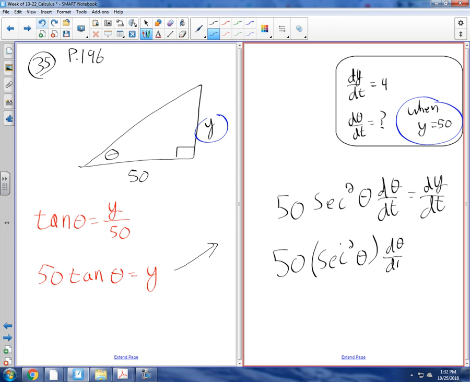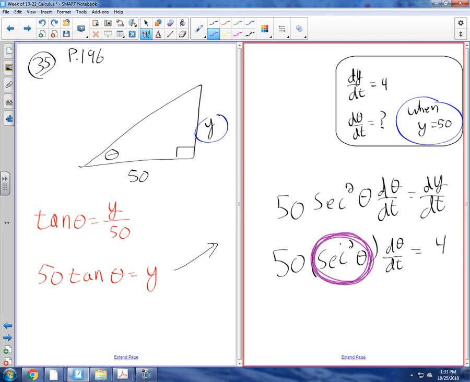Now d theta dt we know we're not going to find; we're not expecting to find that. We were not surprised to find that that's an unknown. But the real deal is, how do we find secant squared of theta? Well, how can we get that at this very moment? This is now at a moment. You've derived. You can finally plug in. How do we find secant squared of theta? You just look at the triangle and think about secant of theta.